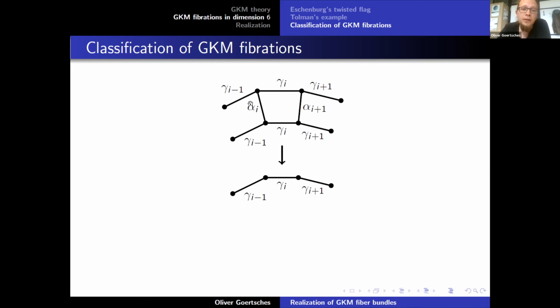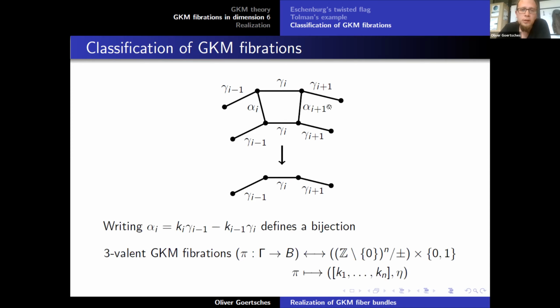Right? So I can write these fiber weights as a linear combination of the basic weights of the horizontal, right? And then I can use the GKM condition to compare the coefficients. And yeah, what's the result? This is a rather short computation: one finds n non-vanishing integers k_i, so that I can write these fiber weights alpha_i in this form.